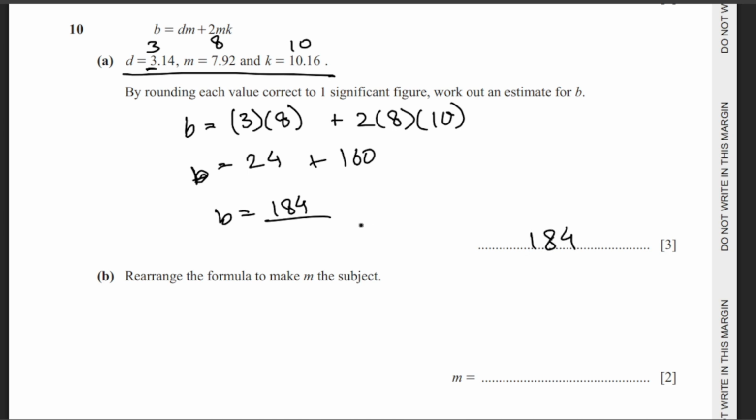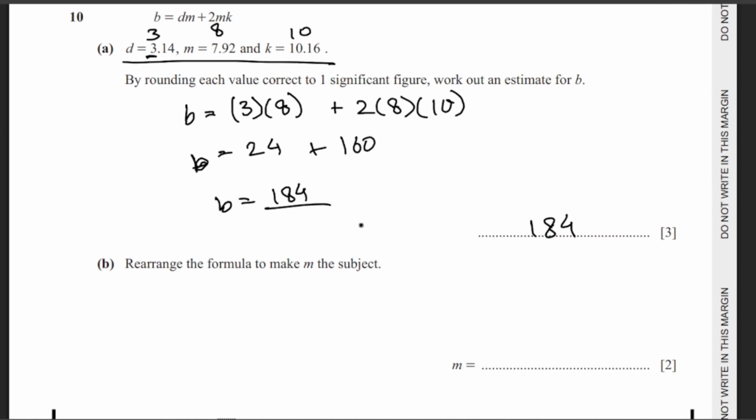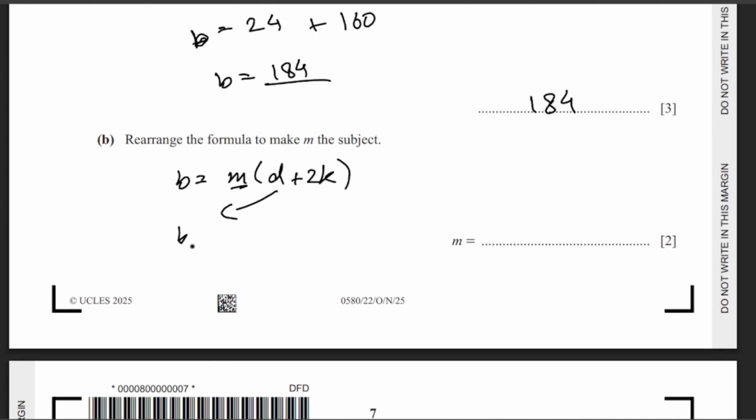Okay, rearrange the formula to make m the subject. That's super simple. Just take m common on the right side. We will get d plus 2k, right? Basically what I did is I factored out m, took it on this side and we got d plus 2k. Now we can just divide this on that side. So we get b over d plus 2k equals m, right? Just need to write that over here.